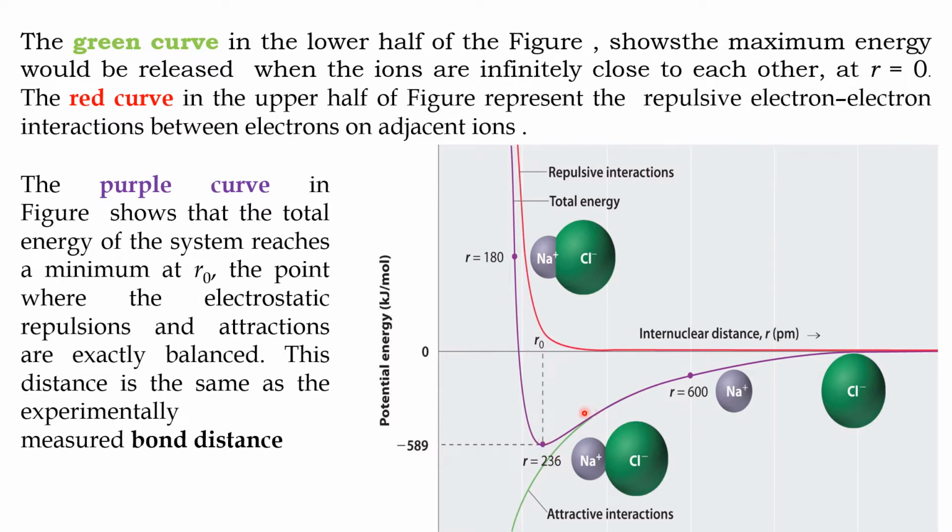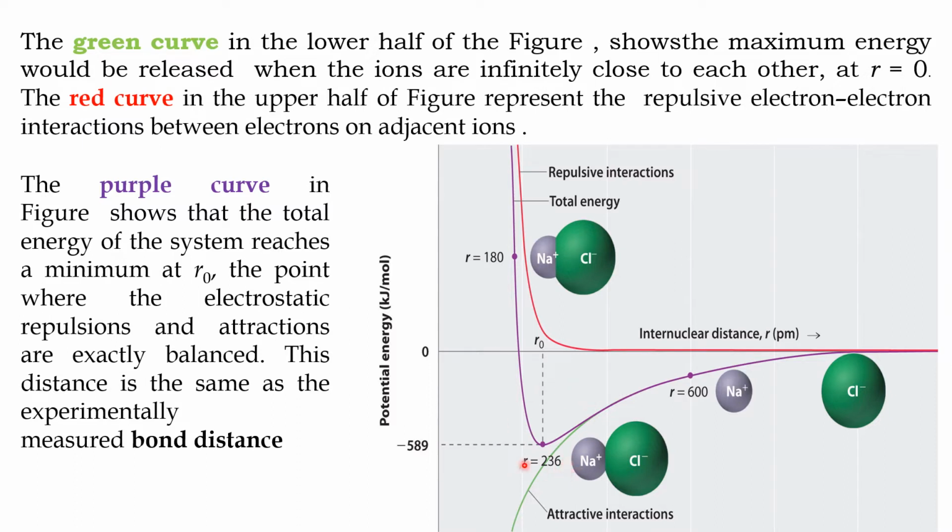From r0, if we move closer, see, this is the bond distance. X-axis is the bond distance. Y-axis is the potential energy. So, after a particular distance, again the energy increases. So, this particular point at which the attractive and repulsive force tally each other to an intermediate equilibrium value is the bond distance in ionic compounds.